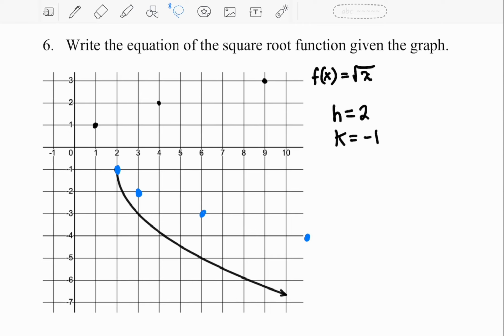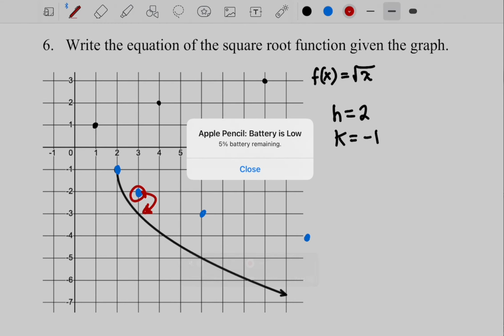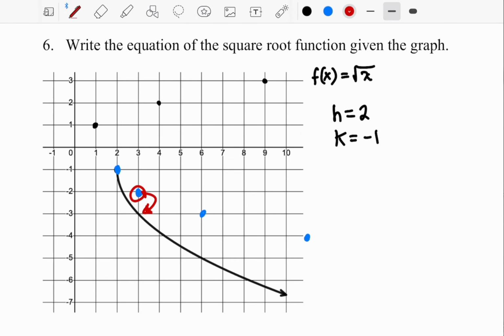Okay, so it looks like it's starting to line up a little bit, but not quite. I need this point to go here using some kind of stretch. Oh, that's lovely. Well, about to end this anyway.